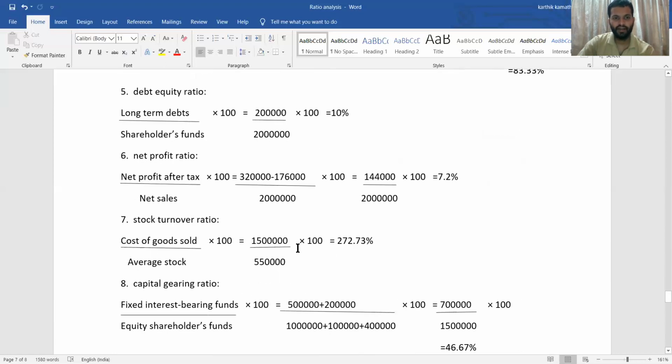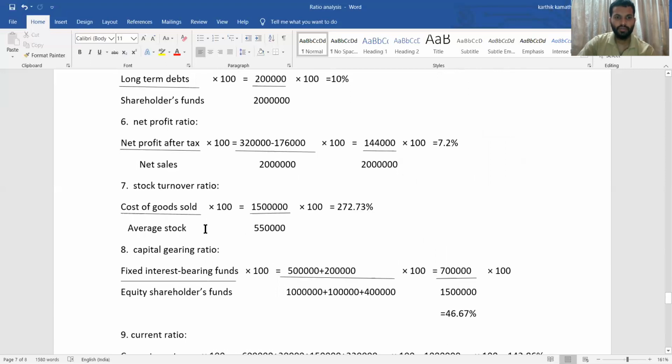You will get net profit after tax. Next is stock turnover ratio. That is cost of goods sold divided by average stock into 100. Cost of goods sold is nothing but sales minus gross profit. You will get it as 15 lakh.